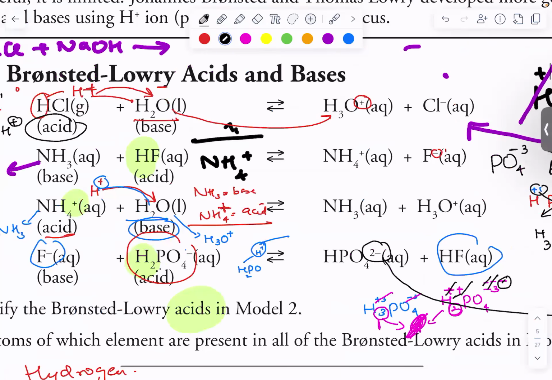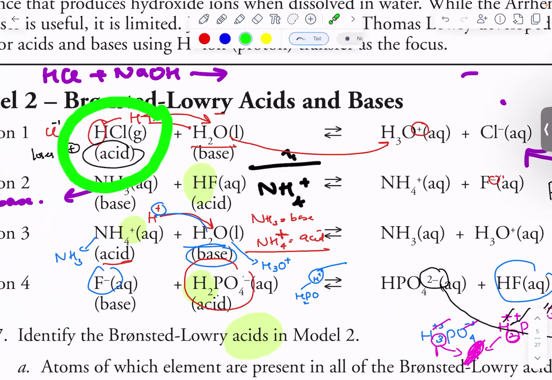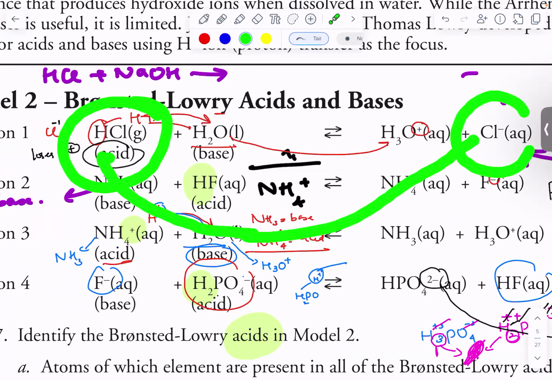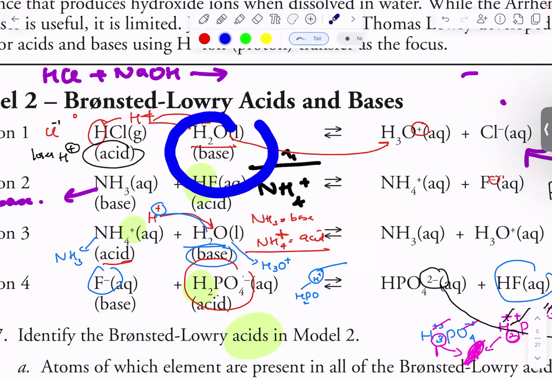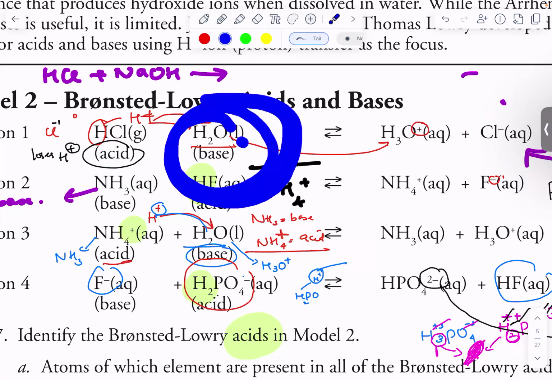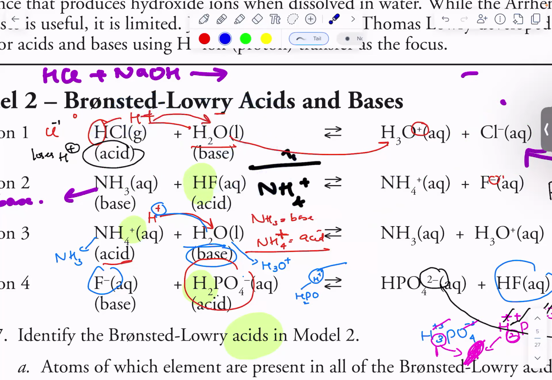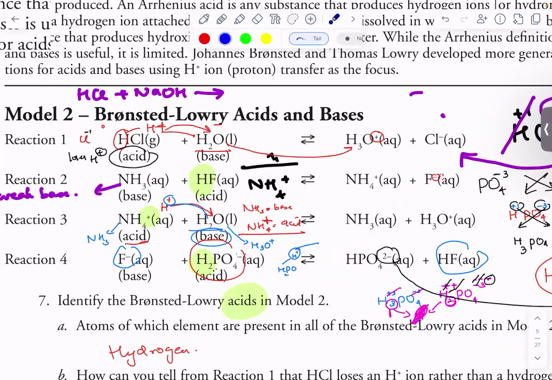Now have a look. This is an acid. After losing the hydrogen ion, it will change into a conjugate base. Now this is a base. After accepting a hydrogen ion, it will change into a conjugate acid. Should I write it somewhere or is it clear? No, it's clear. Good.